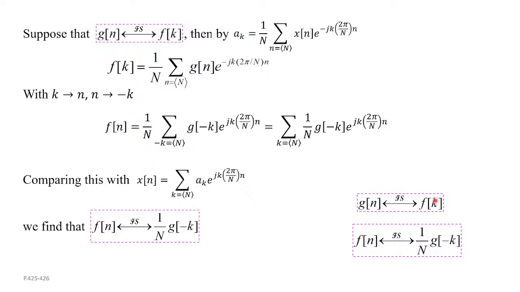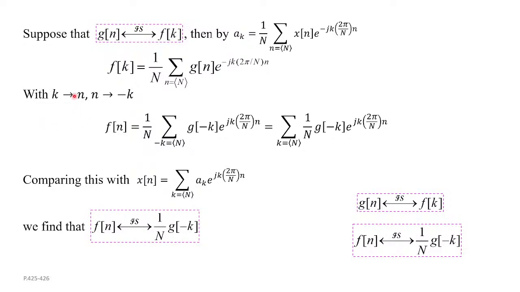which we write as a function of k, so it's f bracket k, then you can put f[k] as the input signal, so you turn k to n. Then its Fourier coefficients will be 1/N g of minus k. Okay. So you can put this here, then this will get here with a minus sign and 1 over big N. And the derivation is pretty straightforward.